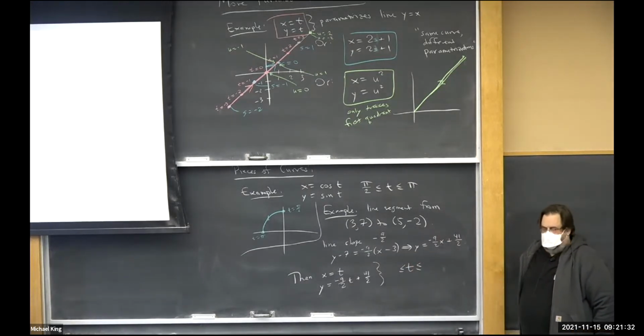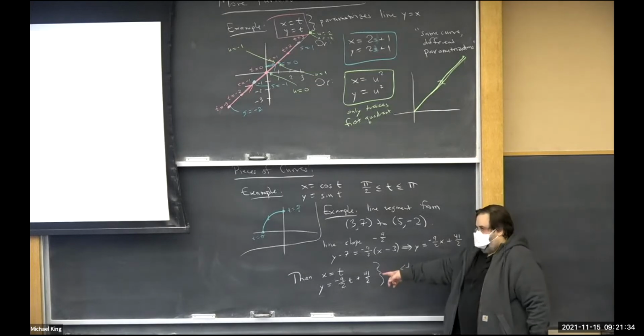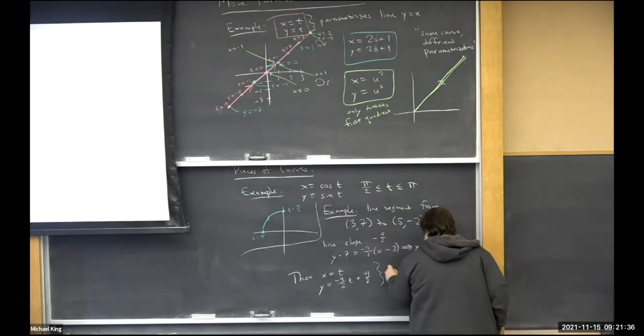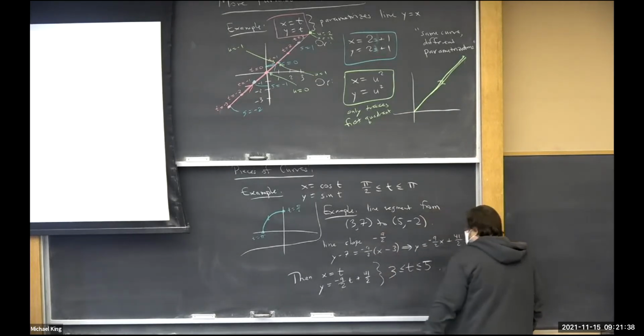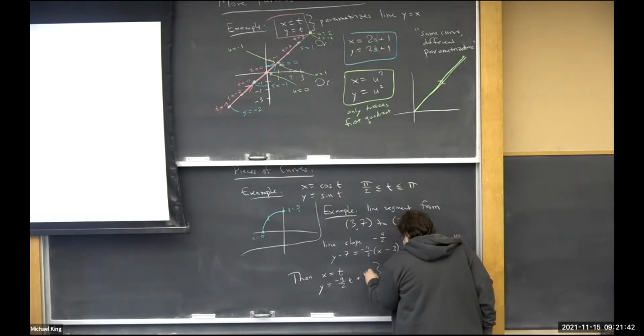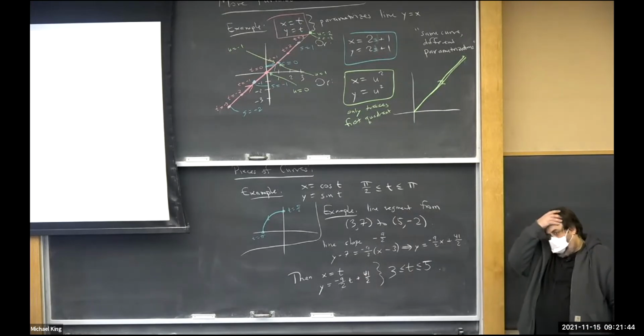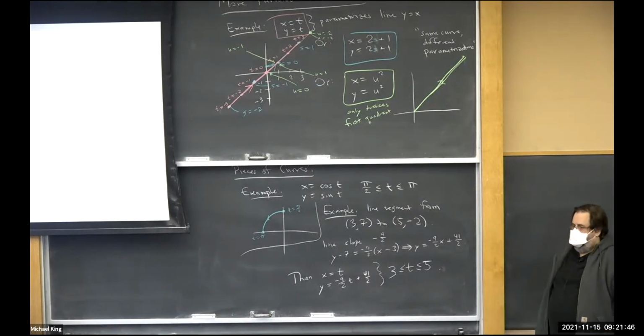Yeah, between 3 and 5, right? Because x is the parameter, and this goes from 3 to 5. So you could do that. That's okay. If you want to just parameterize, does that make sense, that parameterizes the line segment? Basically find the equation of the line, use x as the parameter.